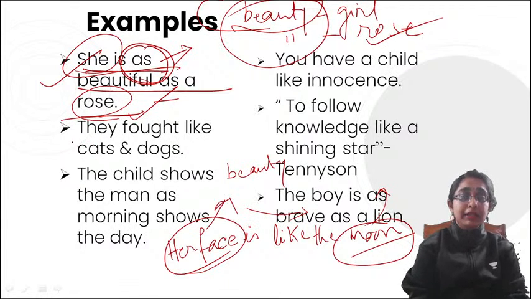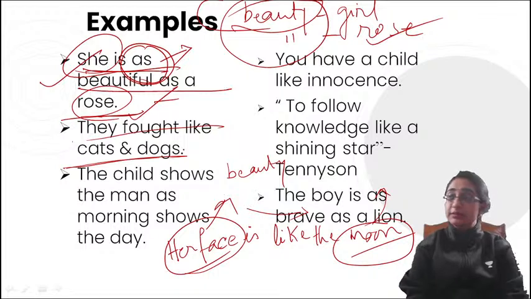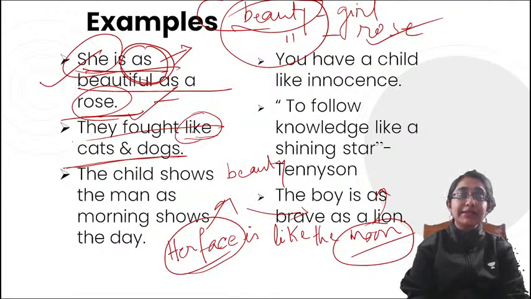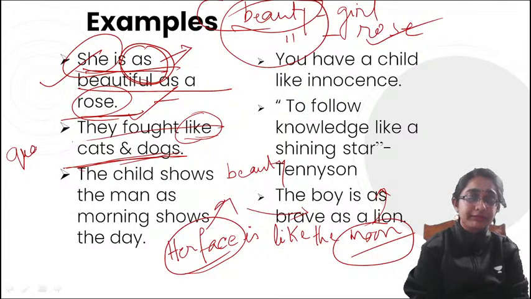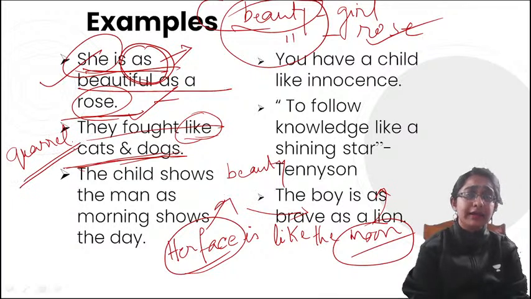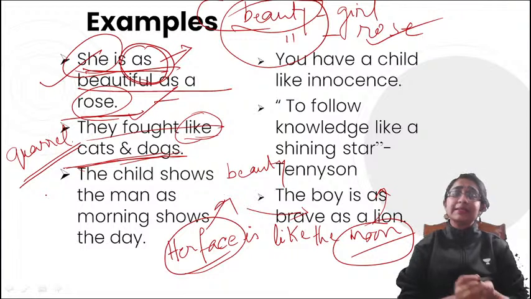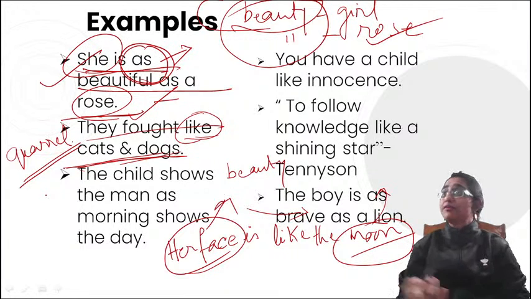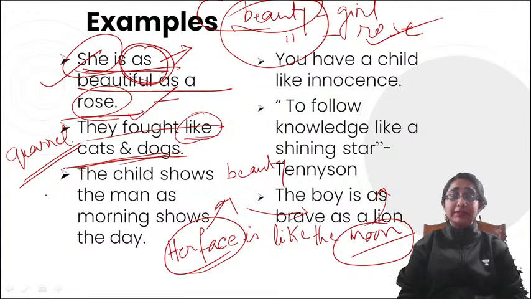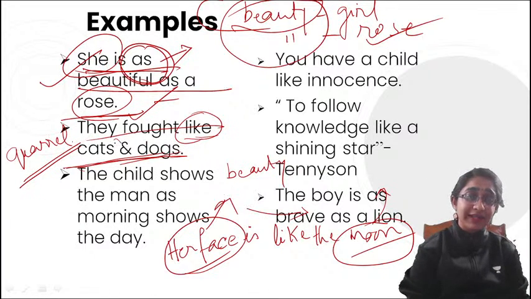Now the second example. They fought like cats and dogs. Here also the word like is used. Now what is the point of comparison? The point of comparison is quarrel. They are quarreling. They are fighting. As cats and dogs always fight, similarly they are also fighting. So that is the point of comparison. How are they quarreling? How are they fighting?